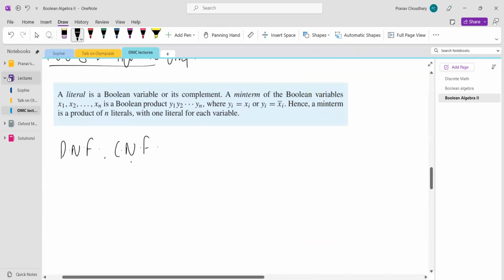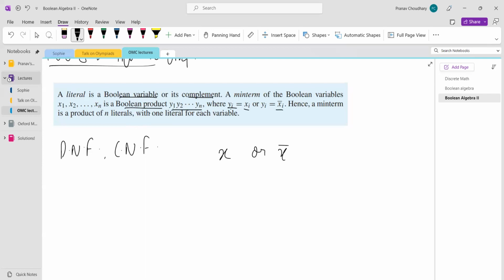So a literal is basically just a Boolean variable or its complement. It's like x or x conjugate. This is a literal. And a minterm of the Boolean variables is basically a Boolean product of n. A minterm is defined for a Boolean function of n variables. So we take the product of the n different variables that you have, where each of the terms is a literal, which means that yi is either xi or xi conjugate. So hence a minterm is a product of n literals with one literal for each variable.